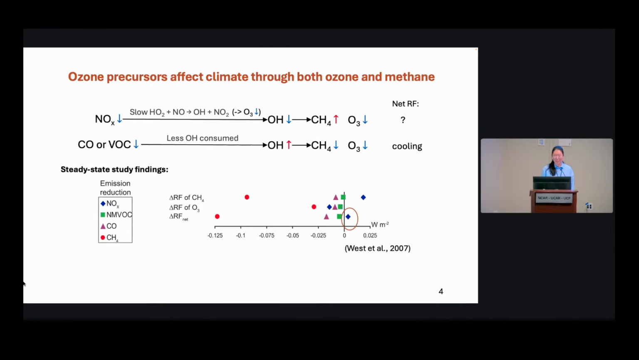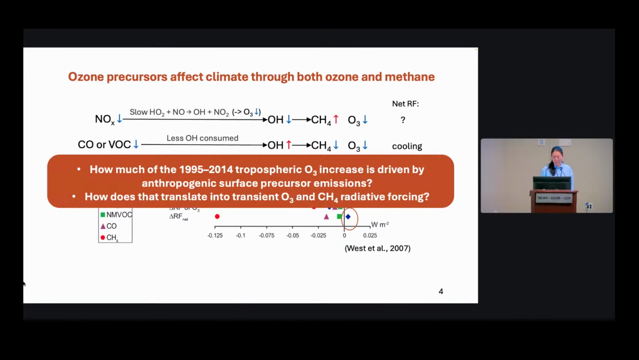But we live in a transient world, so we want to understand what the transient radiative forcing is from those different ozone precursor changes. So here we want to understand how much of the 1995 to 2013 tropospheric ozone increase is driven by the surface and subtropical emissions. We focus on this source because it's an actionable source. And we want to understand how that translates into the transient ozone and methane radiative forcing.